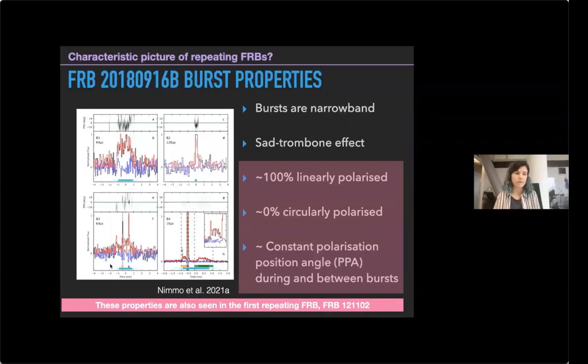And down the line, a larger sample of FRBs with polarimetry will be really great in exploring any kind of characteristic polarimetric signature in FRBs.